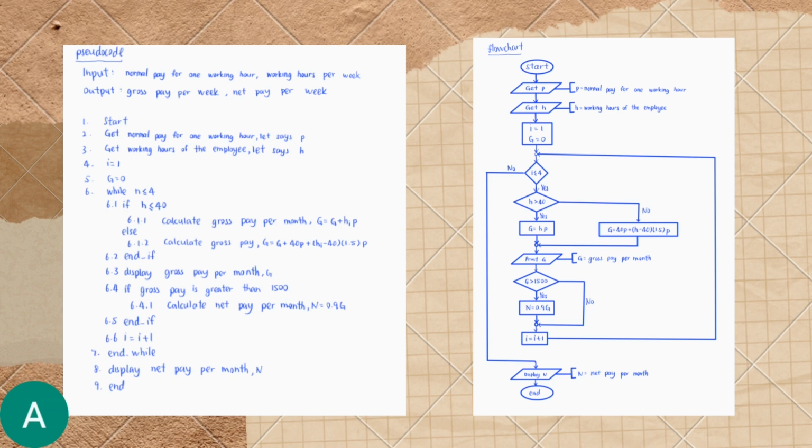Now let's start off with the pseudocode, but before that we need to identify the input and output. Input being normal pay for 1 working hour and working hours per week. The output being gross pay per week and net pay per week.